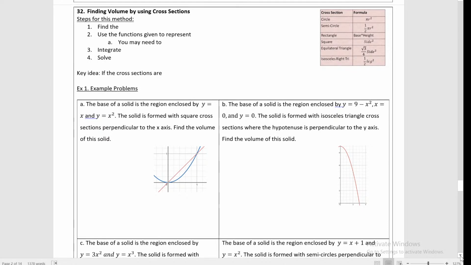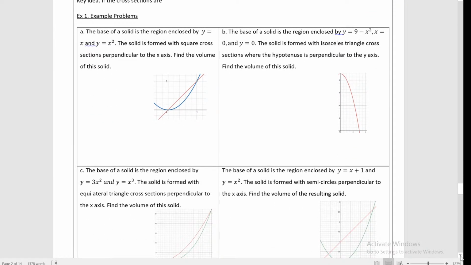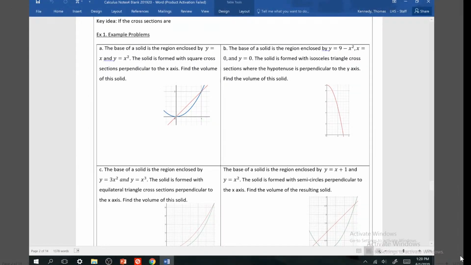Let's take a look at how to do one of these, and then we'll go back through and fill in the steps, because I like doing the steps after we've looked at a question first. So, in our first question here, we say the base of a solid is enclosed by y equals x and y equals x squared. So, what that means is this region is the base of our shape between the two curves. A solid is formed with cross-sections perpendicular to the x-axis. That means that the base of our squares are this direction, and they go up into 3D.